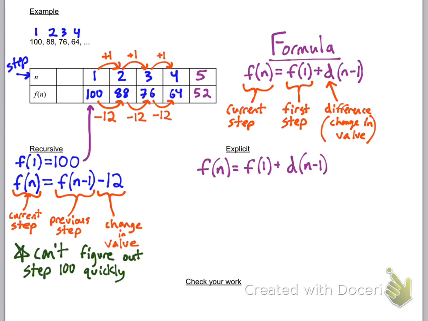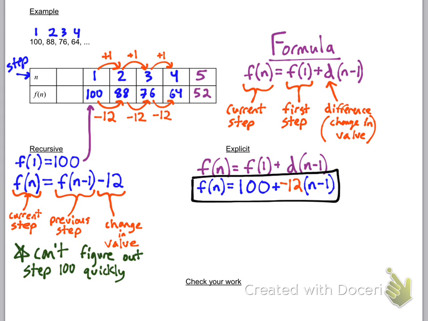So first thing we're going to do is write down our formula. f of n equals f of 1 plus D times n minus 1. Then I'm going to replace each part other than the first part. f of n is still our current step. This is what we're writing the formula for. So now we know it's a function. f of 1 is the first step. That is 100, so I'm going to plug in 100. Plus D. D is the difference. That's negative 12. So you could put plus negative 12, or you could just change it to minus 12. They mean the same thing. And in parentheses, we're going to put in n minus 1.